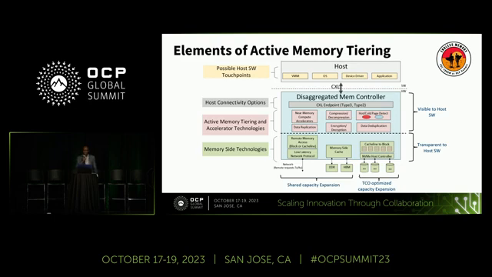You could also implement things like data deduplication, compression, decompression, encryption, and even data replication. All this can happen seamlessly on this device itself. And you could also implement workload specific accelerators, specific to either AI or database, on such a device.